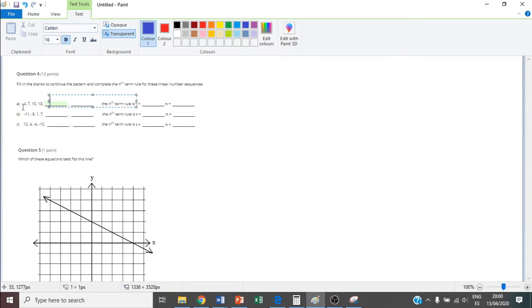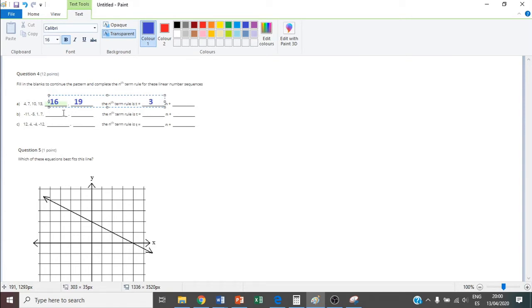Right, here I can definitely see 4, 7, 10, 13. It's going up by 3, so the next 2 numbers are going to be 16. And then after the 16, another 3 more is 19. Okay, the nth term rule then is jumping up by 3, so I'm going to write 3n.